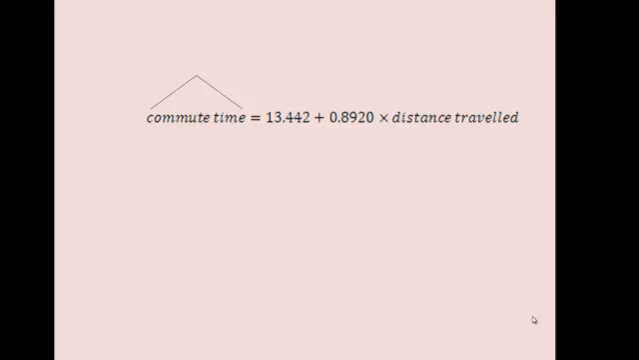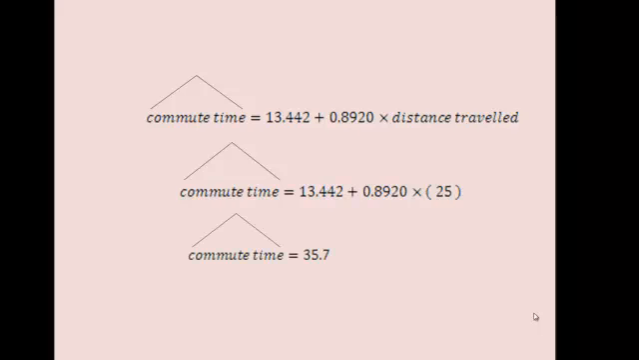So, if we want to predict the commute time for someone who travels 25 miles, we're going to plug 25 into the equation for distance traveled. So we're going to take 25 times 0.892. We're going to add 13.442, and that's going to give us our predicted commute time, 35.7 minutes. So for a student who travels 25 miles from home to college, their predicted commute time is 35.7 minutes.